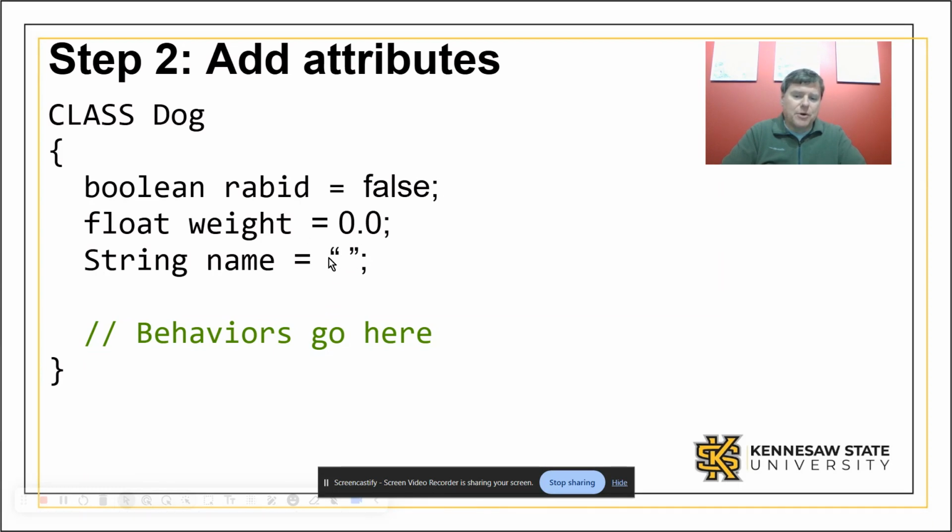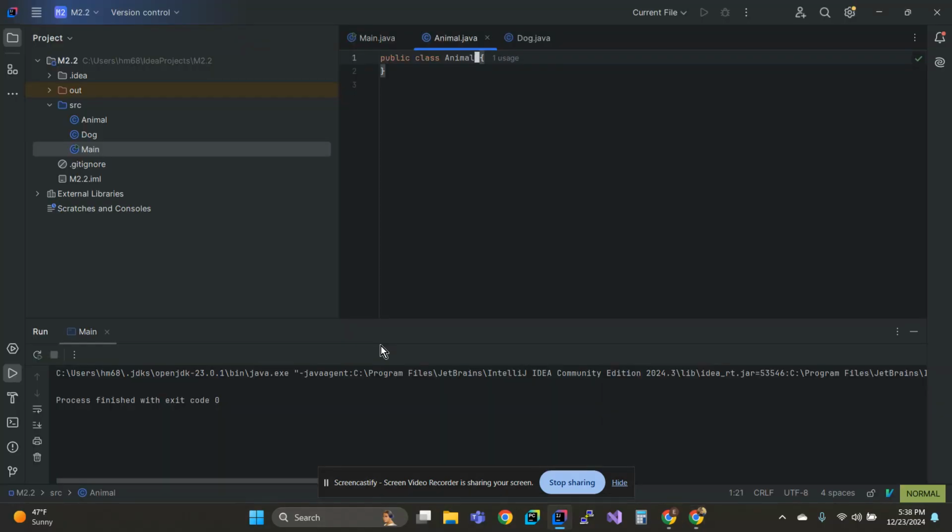Again, this is just PowerPoint being weird. These are just double quotes. You don't actually use these weird up and down double quotes. And then underneath it, you have any behaviors that you have. So let's go out to our class dog and let's add these things in.